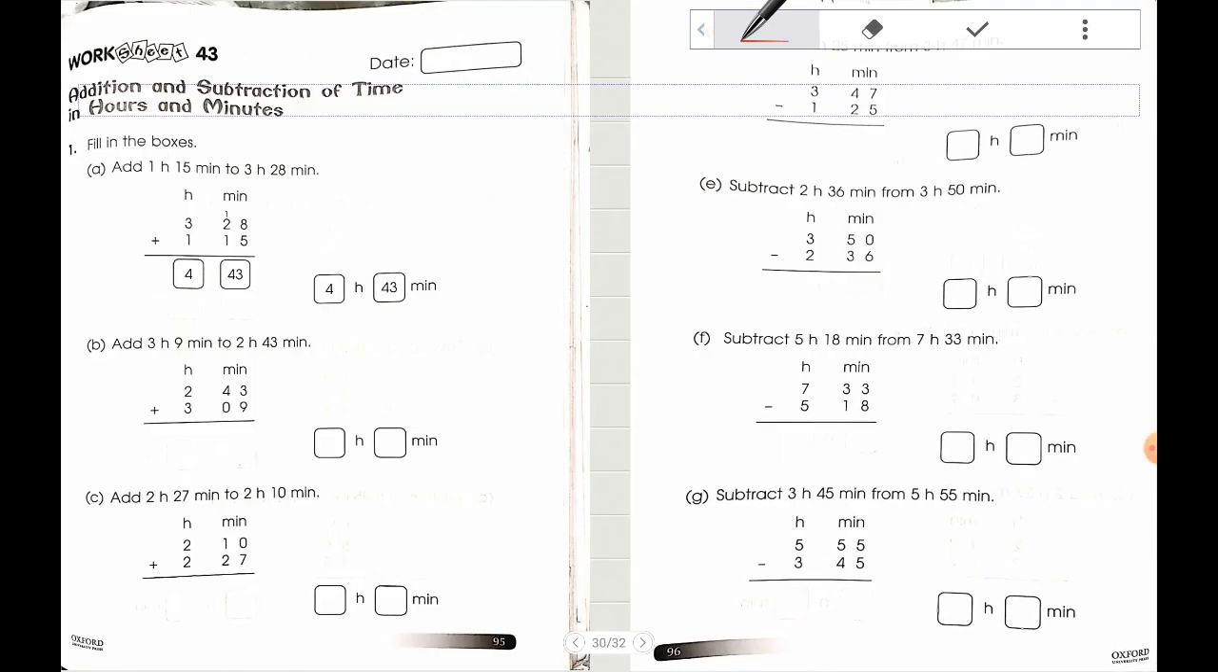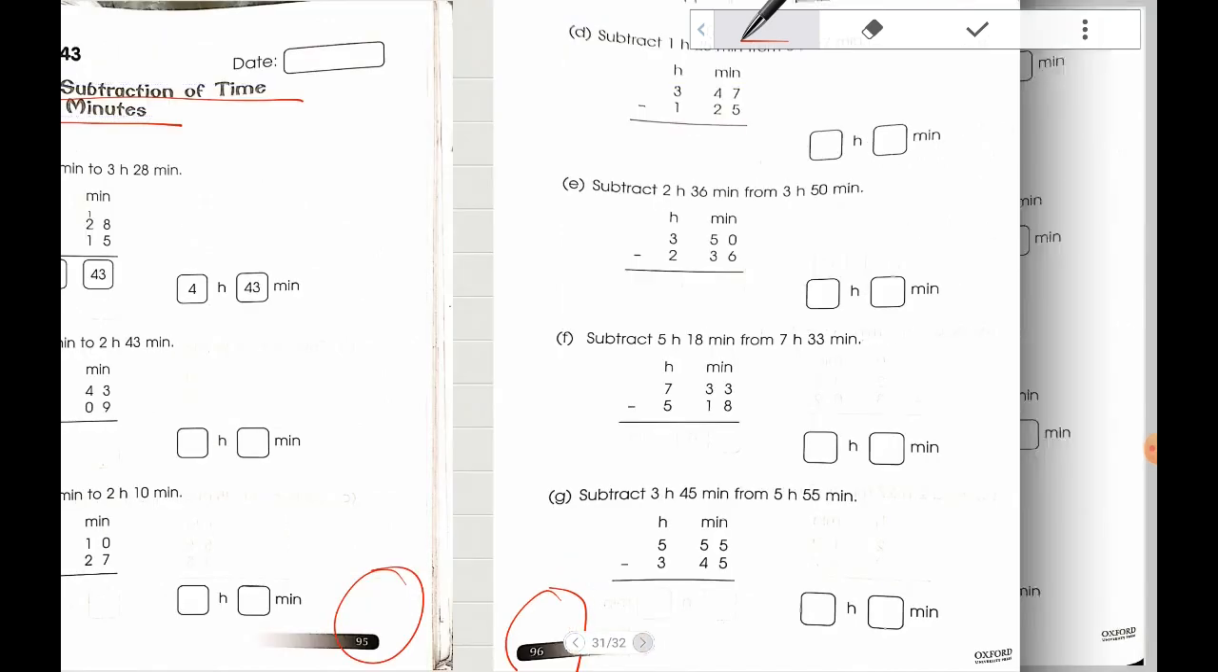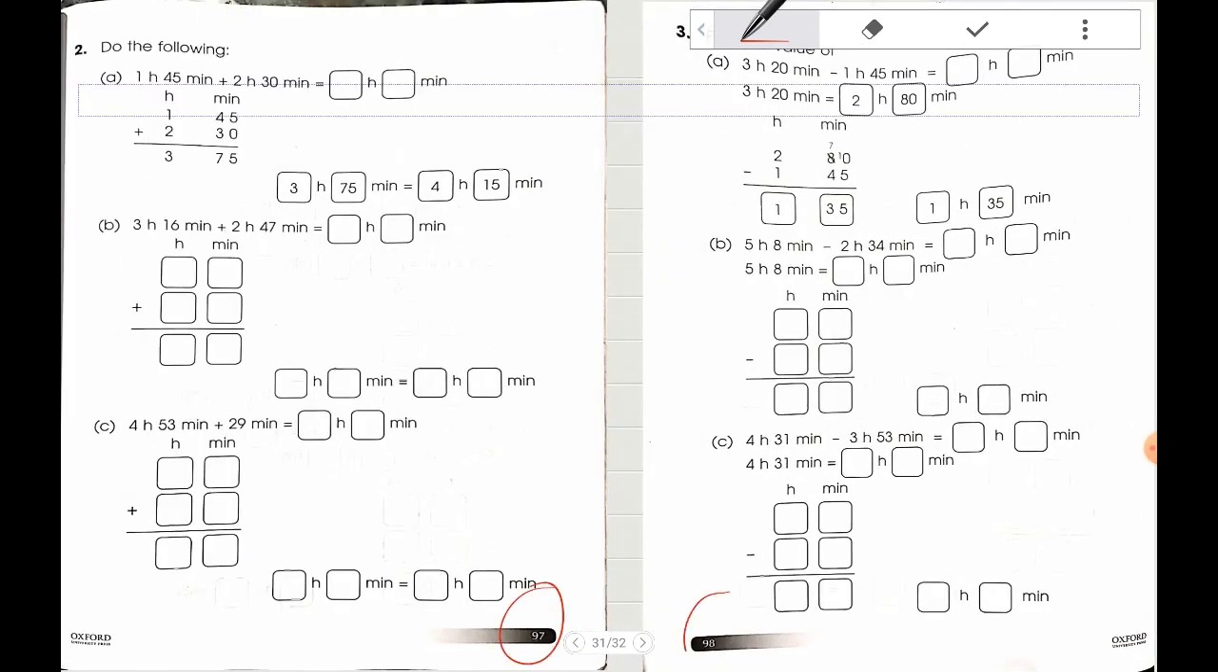After practicing all the work from the textbook, you can see your workbook. The workbook also has some practice of addition and subtraction of time in hours and minutes. You can do page number 95, 96 and page number 97, 98 from your workbook 3P. This is all practice of addition and subtraction of time.